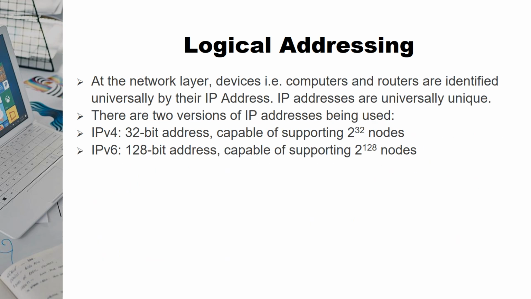Then we have 2 versions of IP address. We have IP version 4, which is a 32-bit address capable of supporting 2 to the power of 32 nodes. Then we have IP version 6, a 128-bit address capable of supporting 2 to the power of 128 nodes. An IP address is a unique numerical label assigned to each device connected to a computer network that uses the Internet protocol to communicate. Every device that is connected to the Internet has an IP address, a unique identifier of that device.